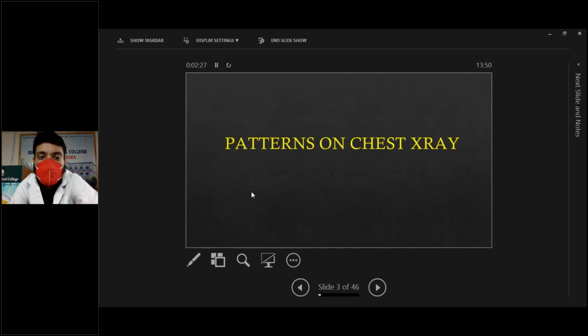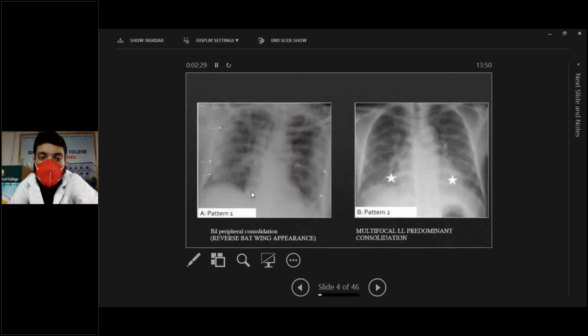So we now move on to the various patterns on the chest X-ray. The first thing is the reverse batwing appearance. This is the first image. What we are seeing on the periphery is opacity in bilateral lungs. This means that the consolidation has occurred, and it is usually sparing the perihilar region. So the consolidation is in the periphery, but the perihilar region is not involved. This is called the reverse batwing appearance.